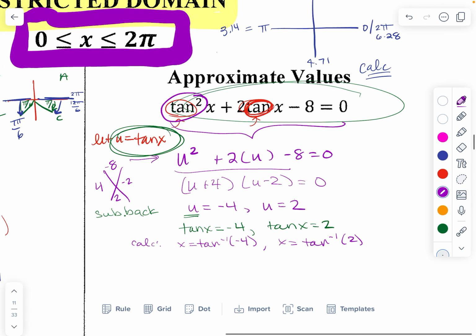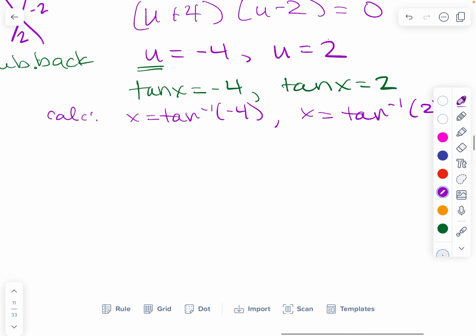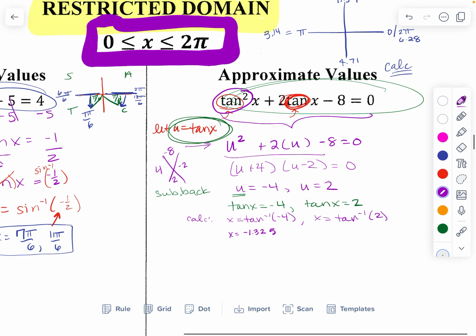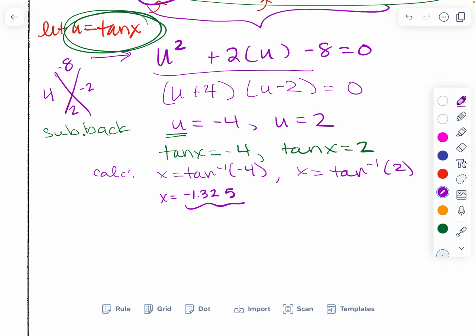So on this part here, I know in my calculator that x equals -1.325. Okay, so if I look at that though, remember that my restricted domain says, hey, whatever your values of x are have to be between 0 and 2 pi. For us, that's 0 and 6.28. This is out of the domain. So does that mean that we're out of luck? No, because we know that even though it's out of the domain, we can find that same value or that same location on the circle within our domain.